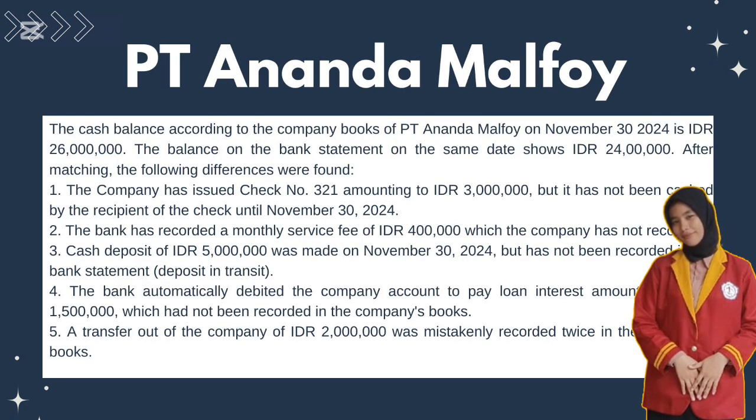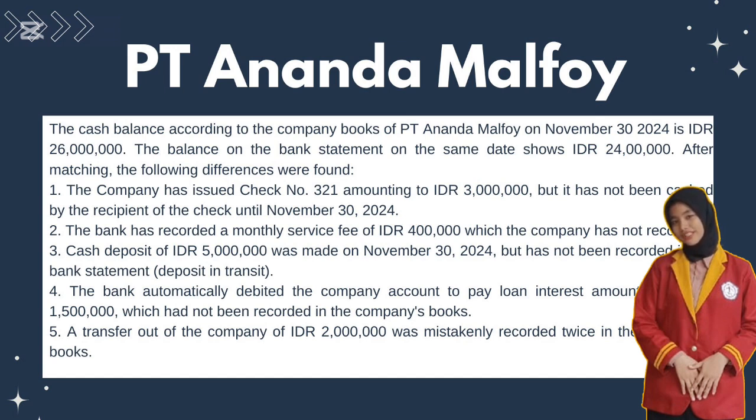Okay, here I have an example of a question about bank reconciliation from PT Ananda Malfoy. Let's look at it. On November 30th, 2024, there is a difference between the cash balance according to company books, $26,000, and the cash balance according to the bank statement, $24,000. After carrying out the reconciliation, several transactions were found that caused the differences. Check number 321 worth $3,000 has been issued by the company but has not been disbursed by the recipient.